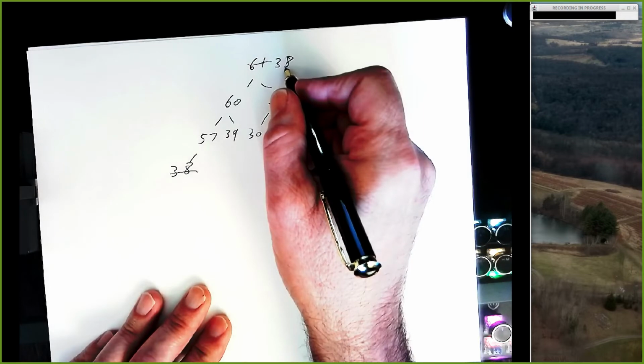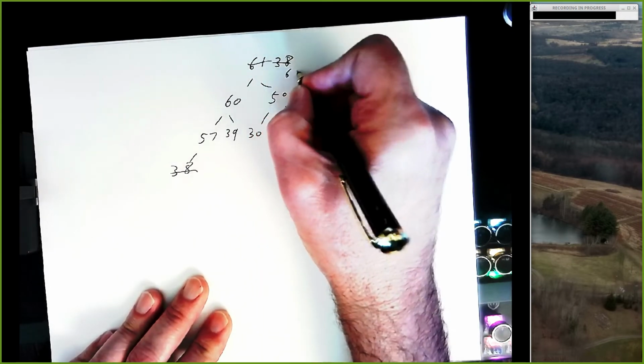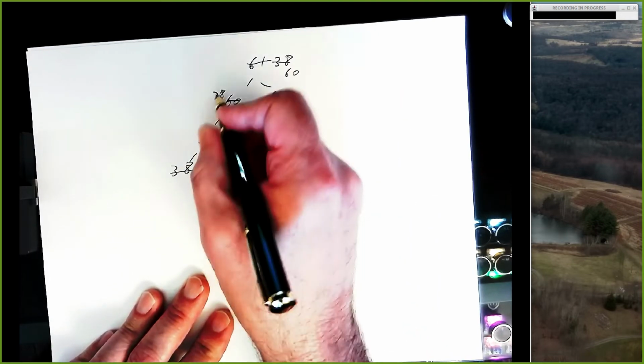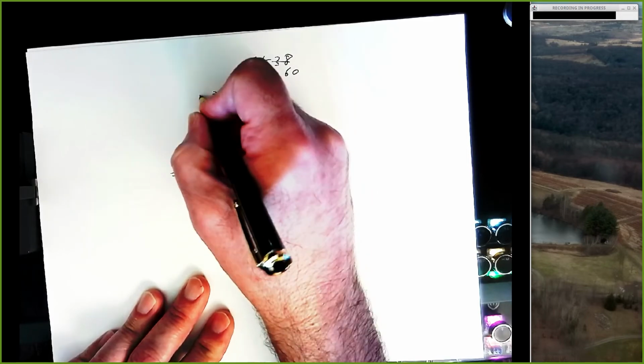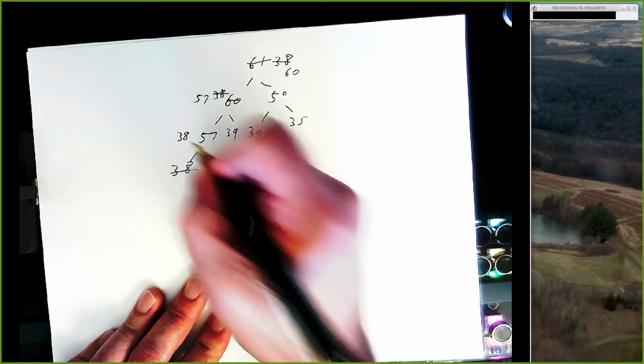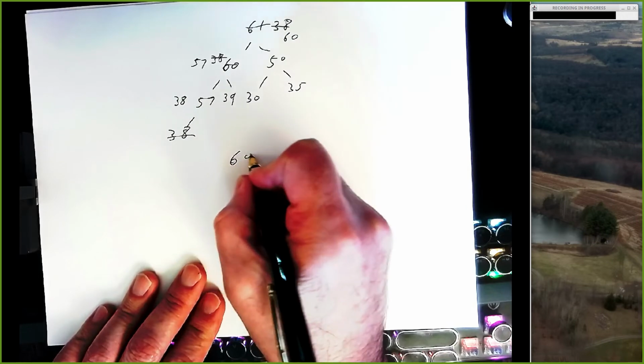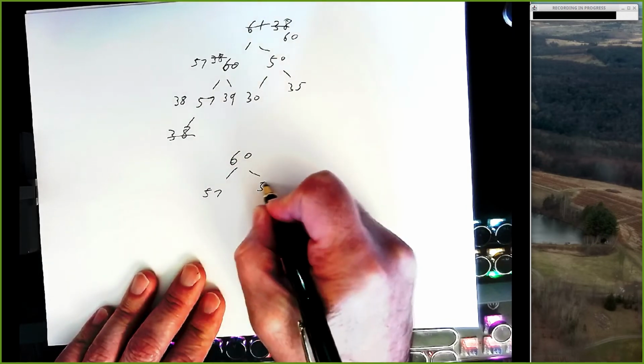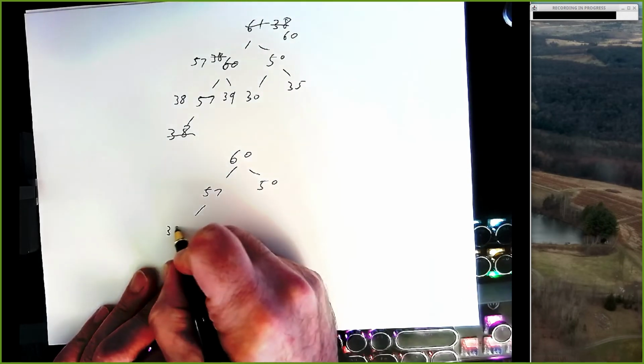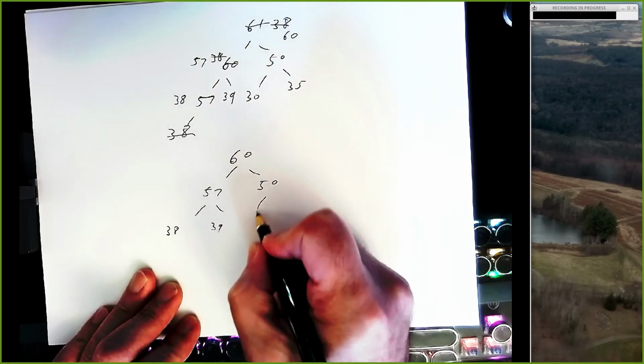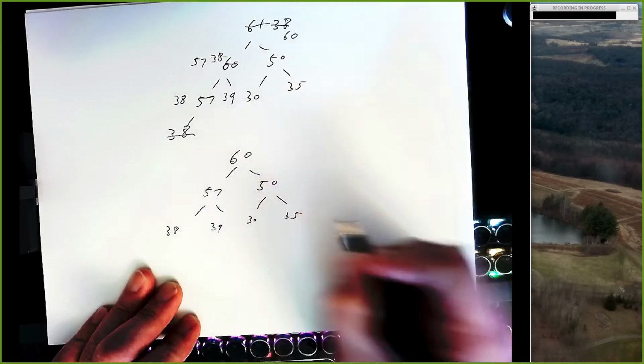So downheap, swap with the largest. So this becomes a 60 and a 38. Swap 38 with the largest, which would be 57. So now our heap looks like this: 60, 57, 50, 38, 39, 30, 35, and there's our heap.